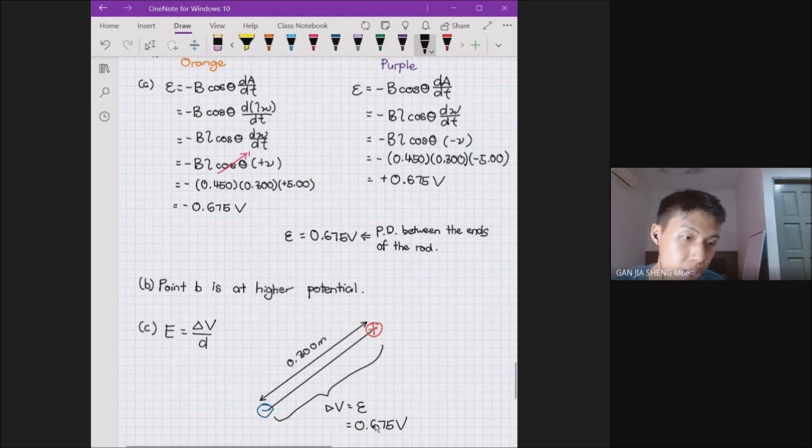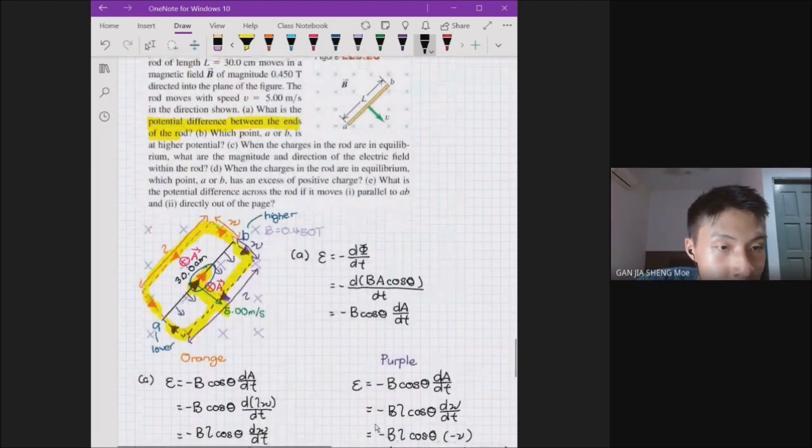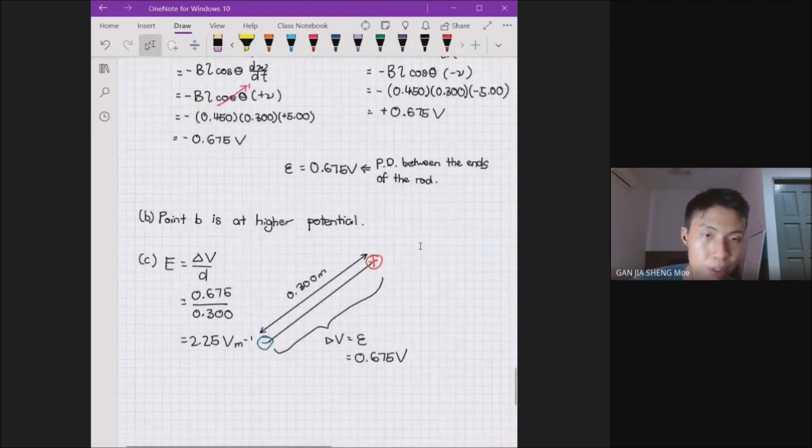To determine the electric field, you just take delta V, which is 0.675, and divide by 0.300. If you calculate that, you get 2.25 as the electric field. Okay, continue. The direction will be pointing from the positive plate towards the negative plate, right? So in this case, the direction will be in this way.